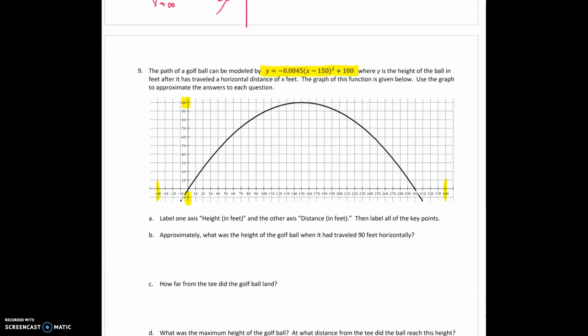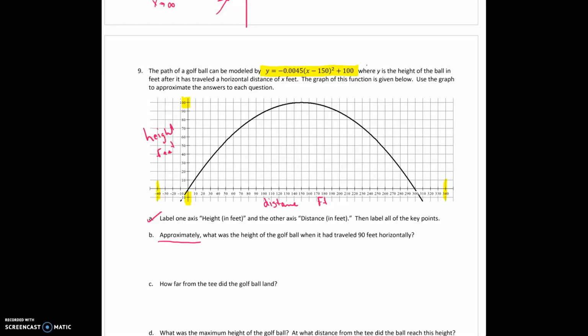All right, so they mentioned that this is the path of a golf ball, and y is the height. They want us to write this, the height in feet. And the x is the distance traveled in feet. And so that's what A wants me to do. So a few questions to go over. I'm not going to do them all, but approximately what was the height of the golf ball? So again, this is approximately.